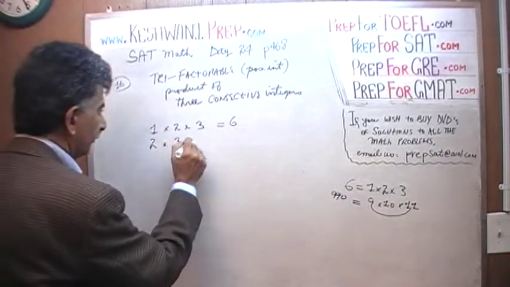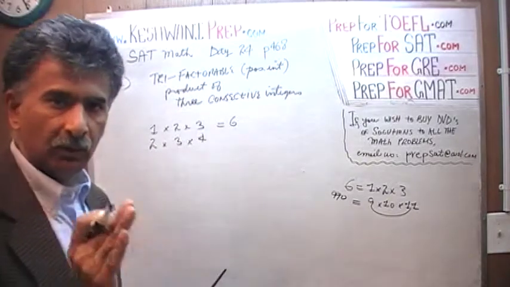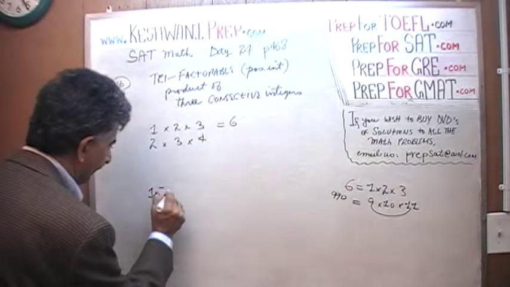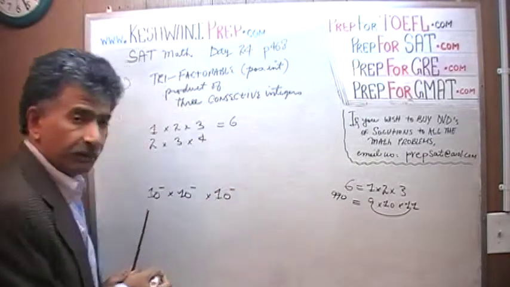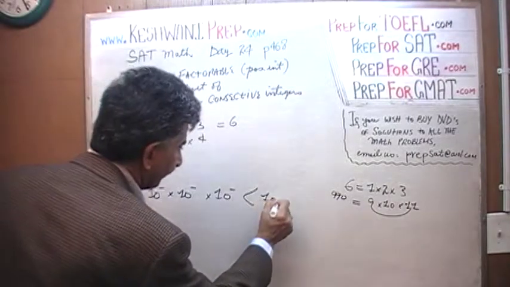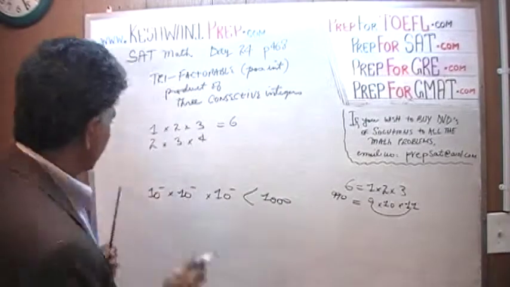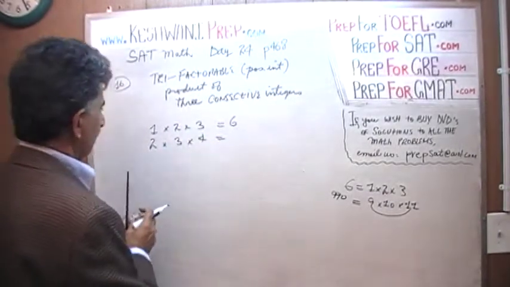2 times 3 times 4 would do the job. Again, why? Because they're all less than 10. As long as they're all less than 10, a first number less than 10, a second number less than 10, a third number less than 10, their product would have to be less than 1,000. That's all it is. And of course we know here that this one works out to be 24.